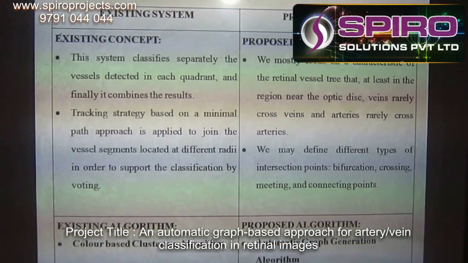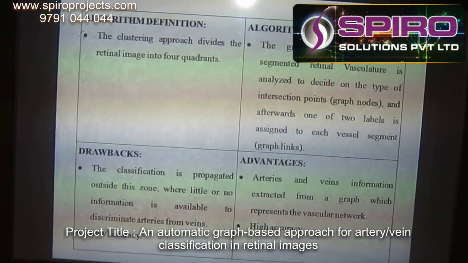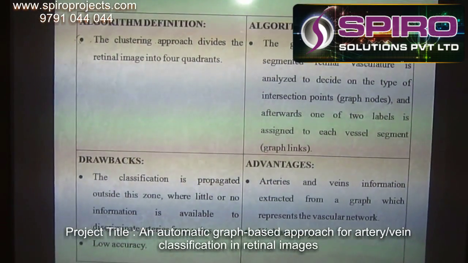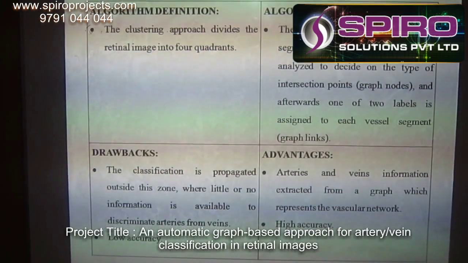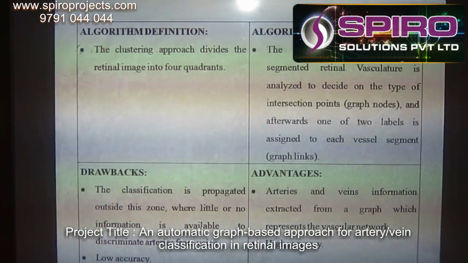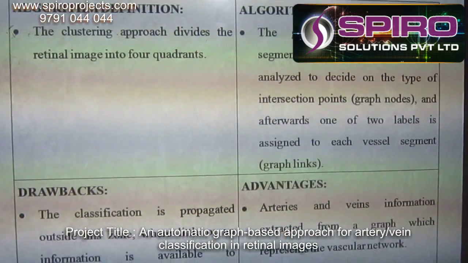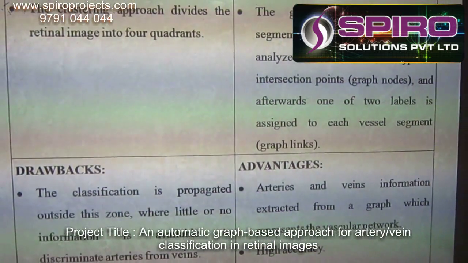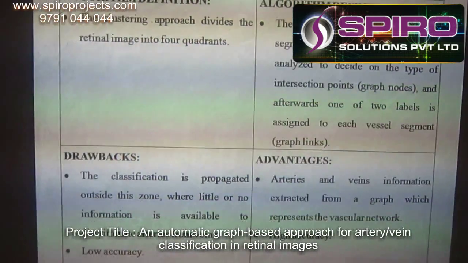This is the comparison of the existing and proposed system. As I already told, this is the algorithm definition of the existing and the proposed system. In the existing system, the clustering approach divides the retinal image into 4 quadrants, but in our proposed system, the graph extracted from the segmented retinal vasculature is analyzed to decide on the type of insertion points, and afterwards one of the 2 labels is assigned to each vessel segment.